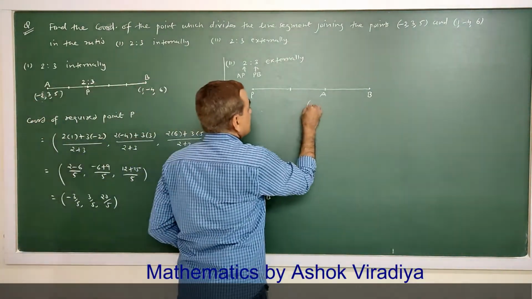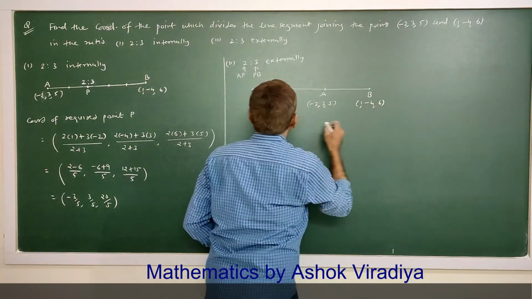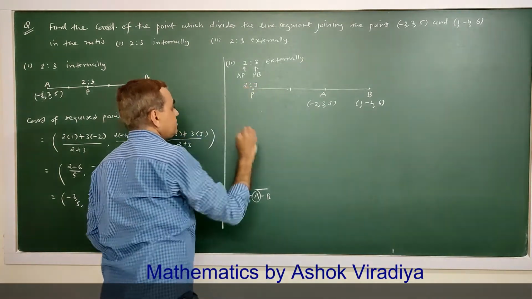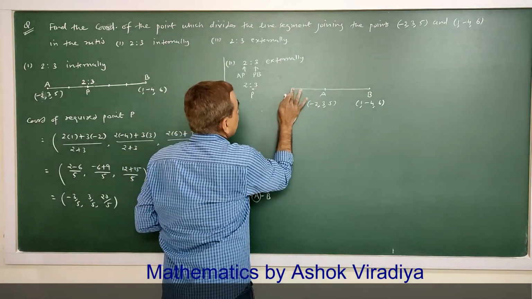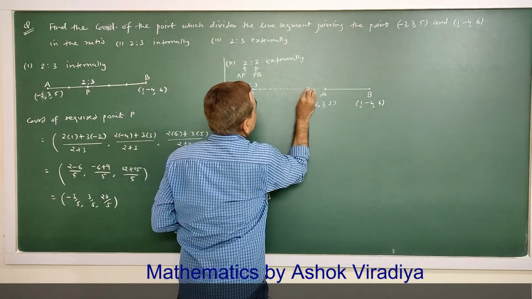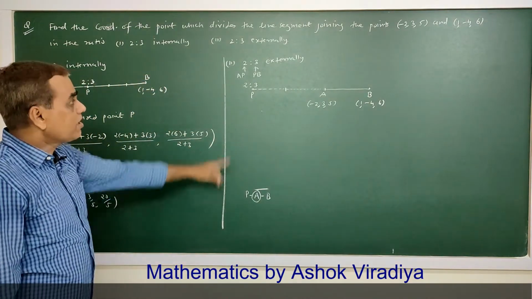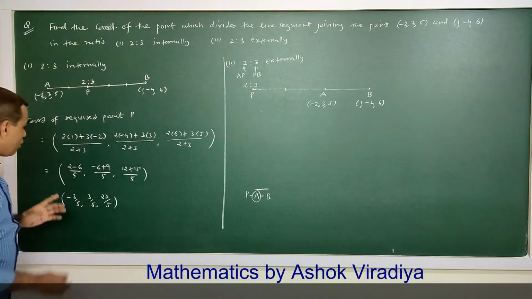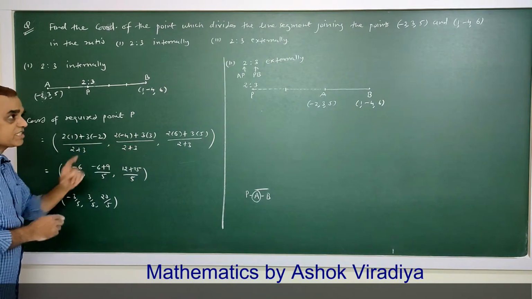Coordinates of A are -2, 3, 5. B is 1, -4, 6. And this divides externally in the ratio 2:3. So this point, we can show this part by a dotted line. It is an exterior point. And because it divides externally, by the formula, the only difference is that this plus will be replaced by minus.